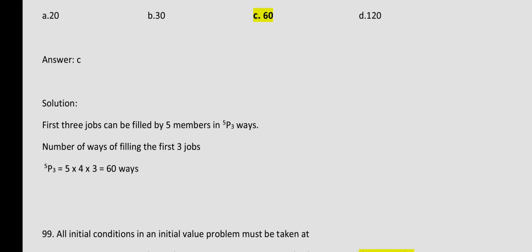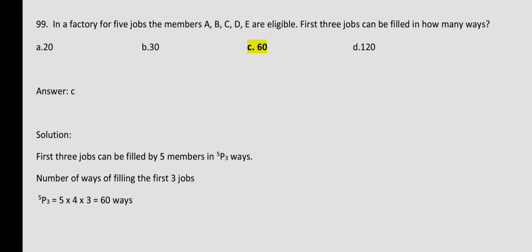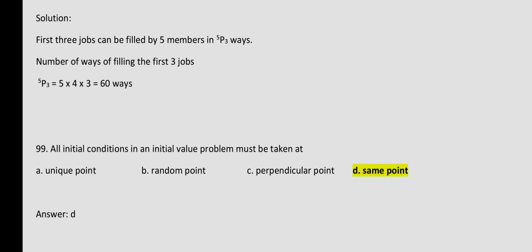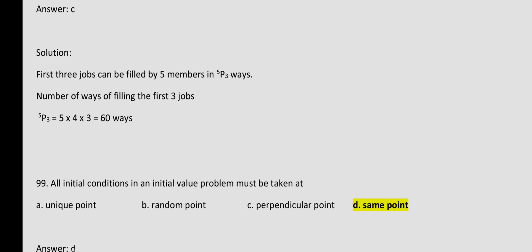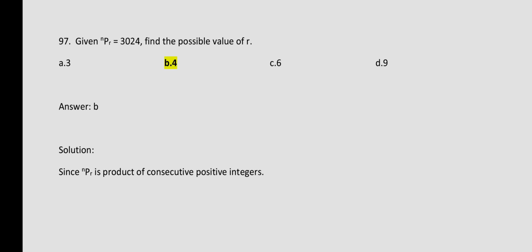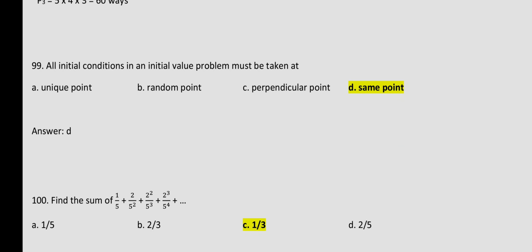Solution: first 3 jobs can be filled by 5 members in 5P3 ways. Number of ways of filling the first 3 jobs, 5P3, is 5 times 4 times 3. Ito ay 60 ways. Guys, ito number 98 natin to kasi nawala number 98. Na-double pala 99. Kaya ito talaga yung number 99 natin. Nawala yung 98 dito eh. Ito yun. Number 99 natin to.